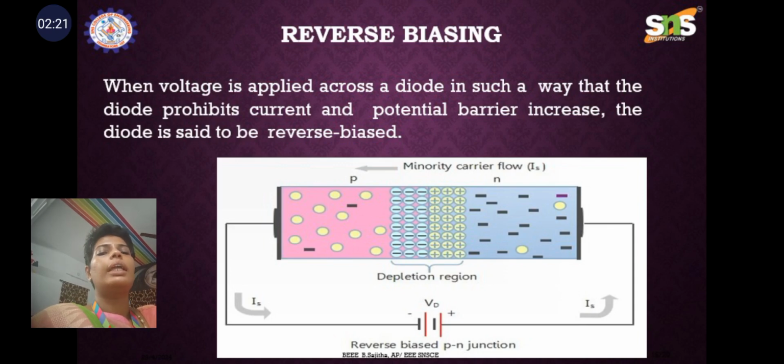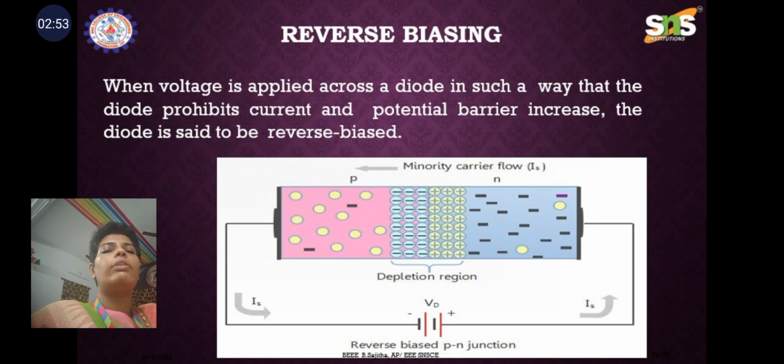So this results in an increase in the potential barrier, and it prevents the flow of the majority carriers across the junction, because here the depletion width actually increases rather than decreasing. So this increase in its width can seriously prevent the flow of majority charge carriers.